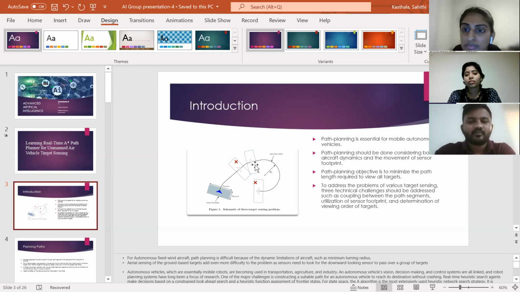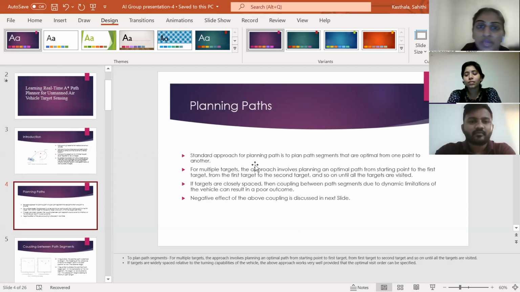To address the problems of various targets, three technical challenges should be addressed. They are coupling between the path segments, utilization of the sensor footprint, and determining the viewing order of targets. Moving on, as I said, planning the path is a crucial thing in autonomous vehicle target sensing.